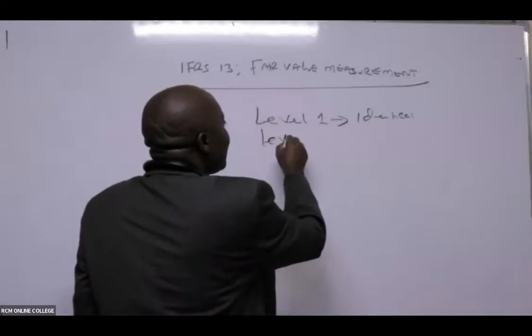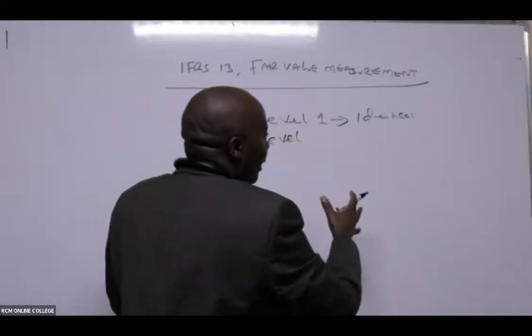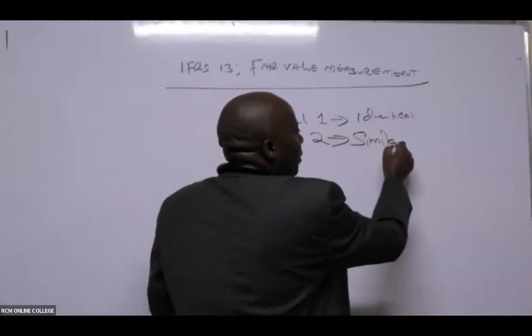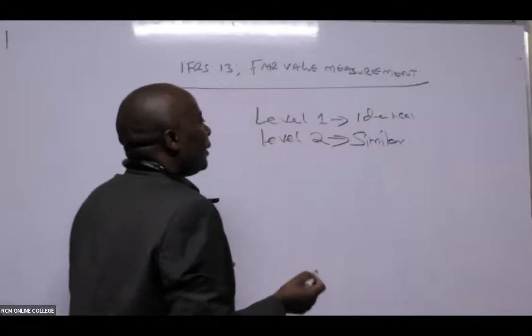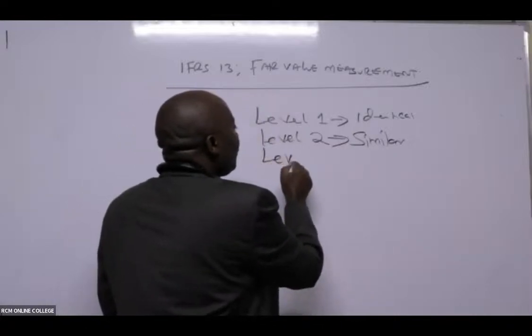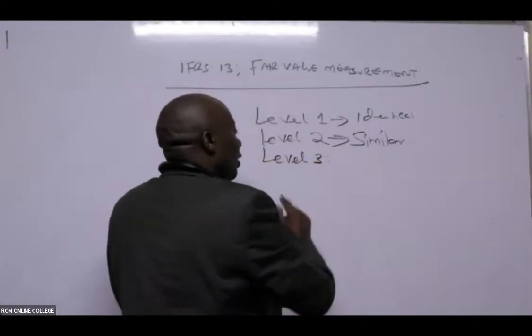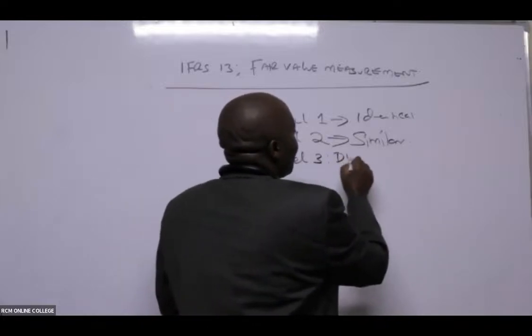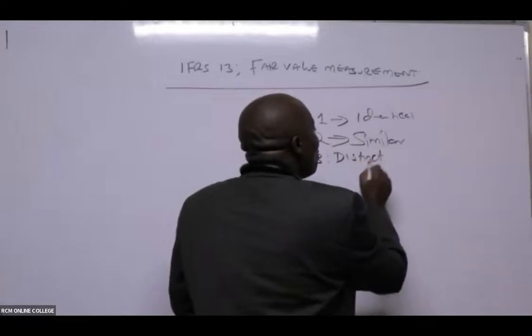And then now we have level 2. Level 2 in this case is not about identity. Level 2, ladies and gentlemen, is just about similarity, similar assets. And then now we have level 3. Level 3 is not identical, not similar. In this case, distinct items. So you've got no data to observe.